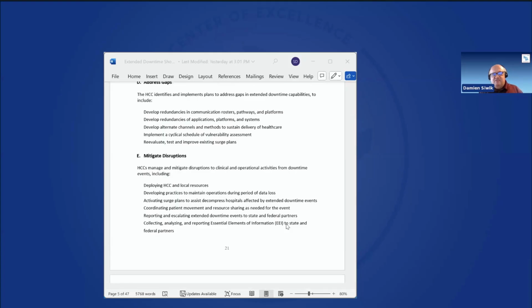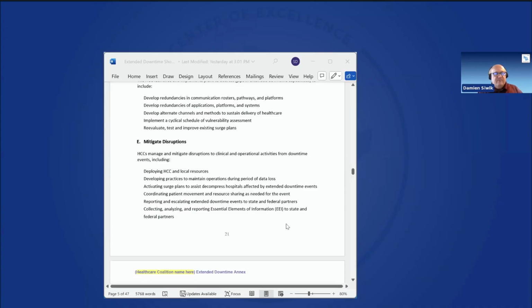And mitigate disruptions. A handful of options, once again, baked for extended downtime. Once again, at the discretion and based upon the expertise of the Healthcare Coalition leadership: deploying resources, developing practices to maintain operations, activating surge plans to assist a decompressed hospital that may be overwhelmed due to the event, coordinating patient movement, reporting and escalating up the chain of command, and of course, conduct, analyze, and report essential elements of information up through state and federal partners.